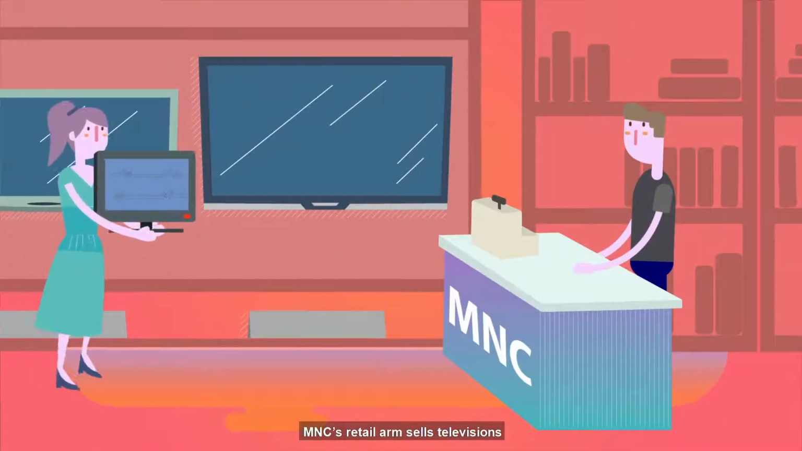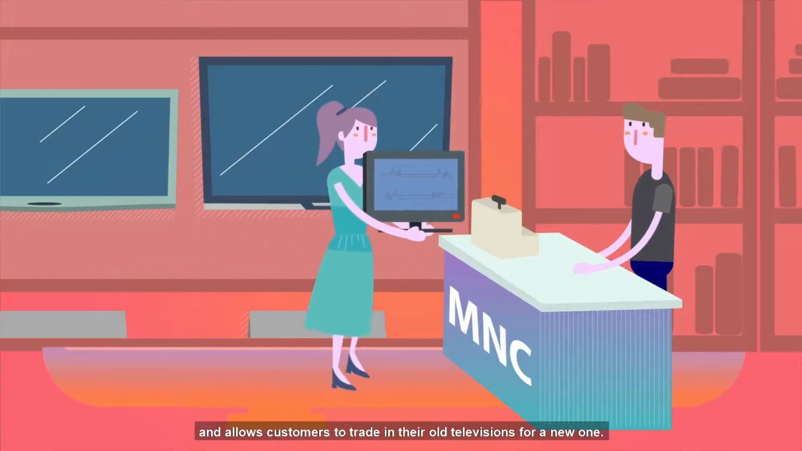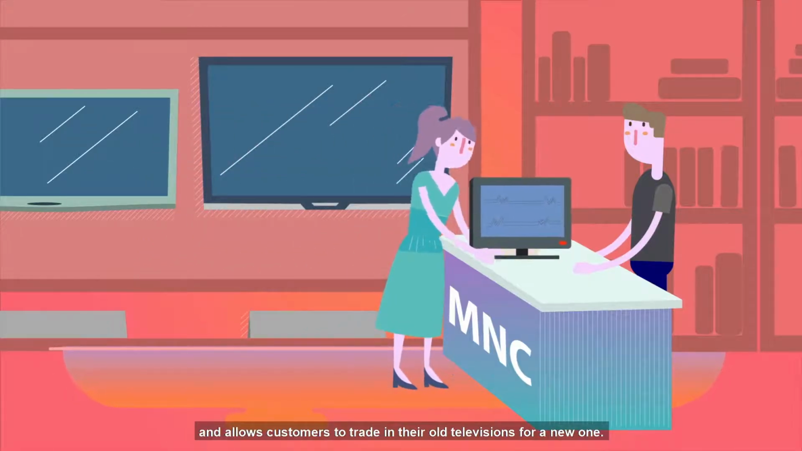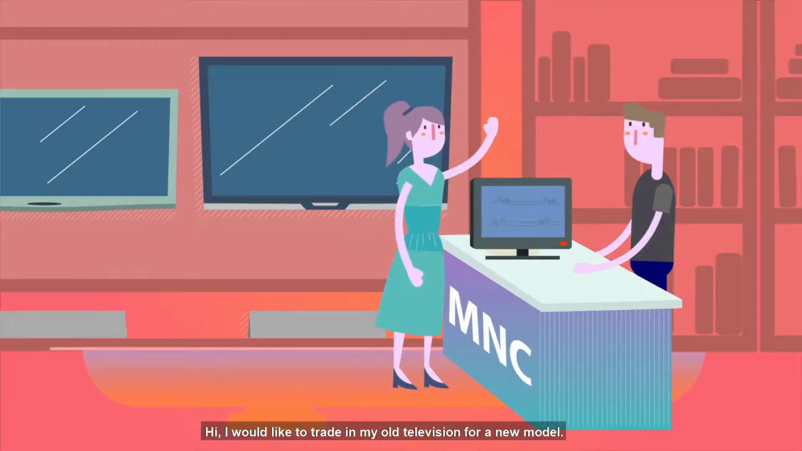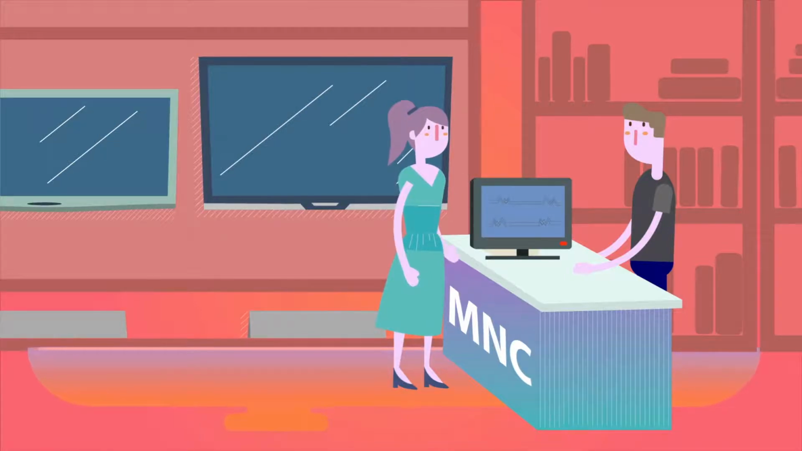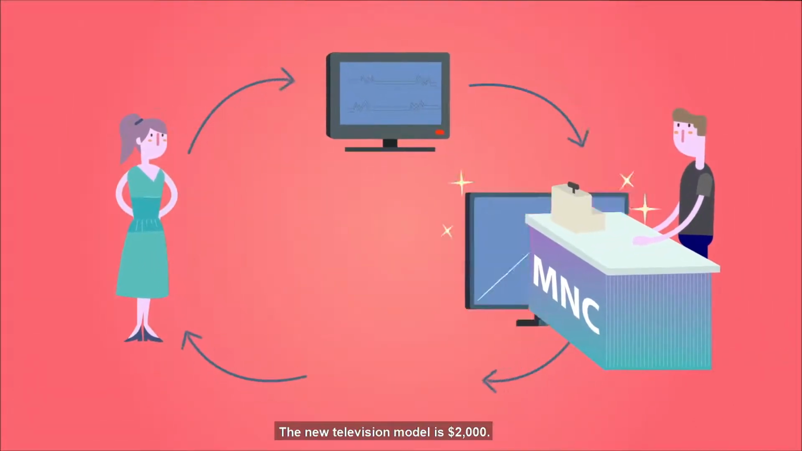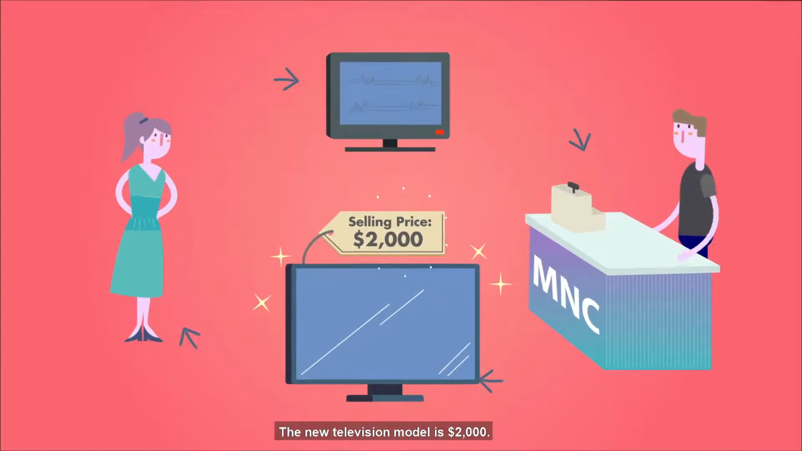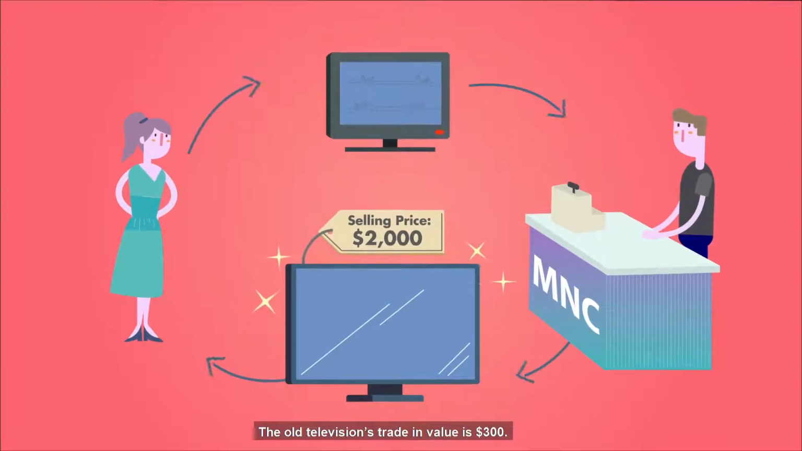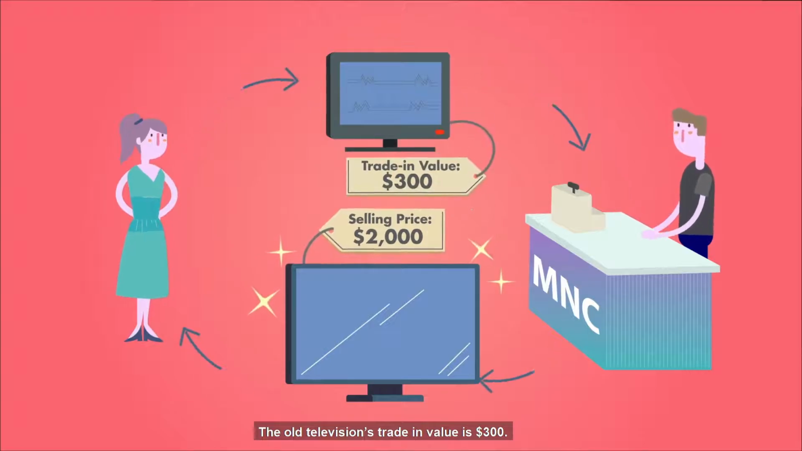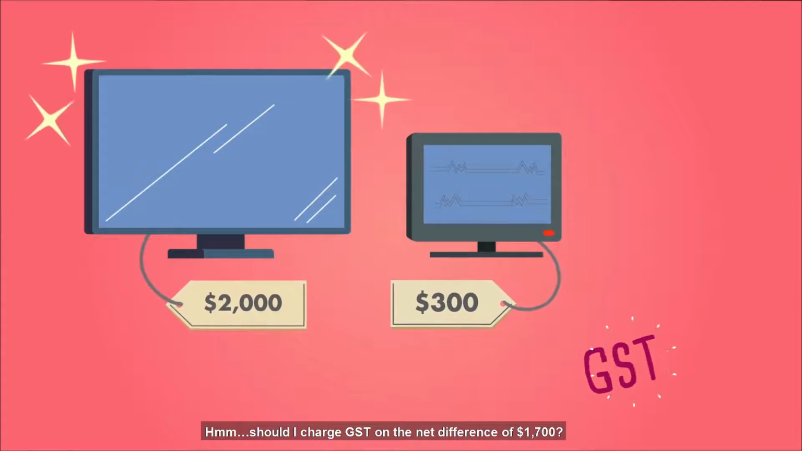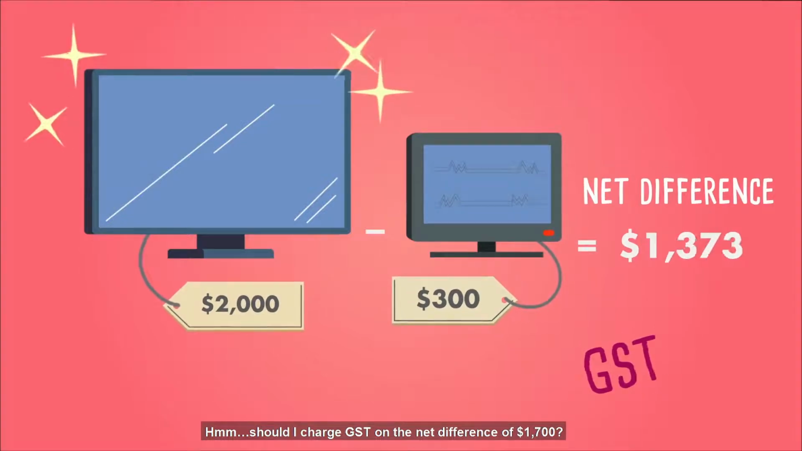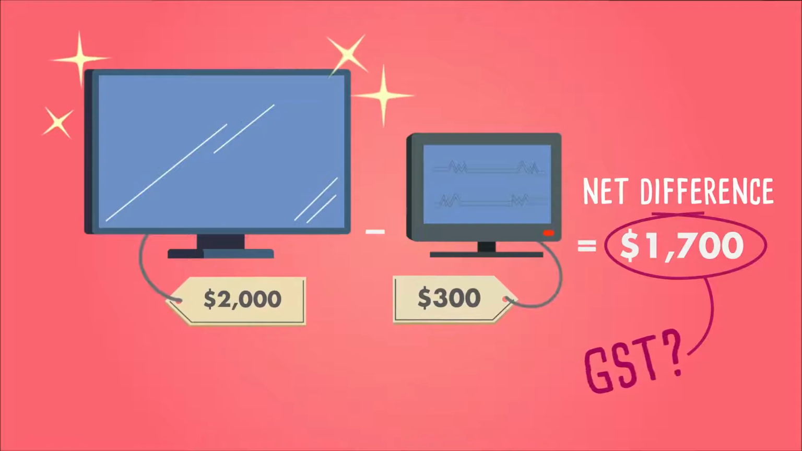MNC's retail arm sells televisions and allows customers to trade in their old televisions for a new one. Hi, I would like to trade in my old television for a new model. The new television model is $2,000. The old television's trade-in value is $300. Should I charge GST on the net difference of $1,700?